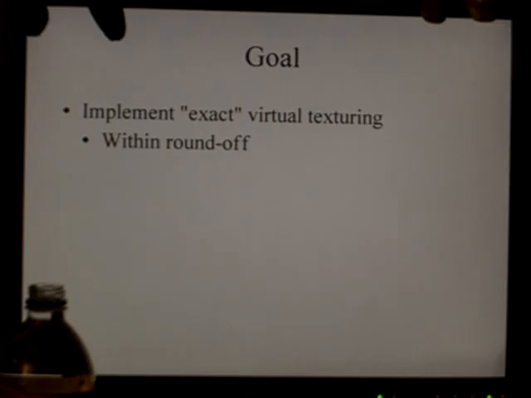That's only true within round-off error. I don't mind if there's some round-off error, so there's tiny fractional differences. And this is only as long as I have enough memory and download bandwidth and other limitations to get the data into the system. But as long as I can get all the data that I need into the page tables and the physical textures, it's going to try to be exact.